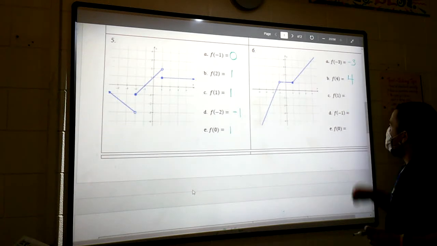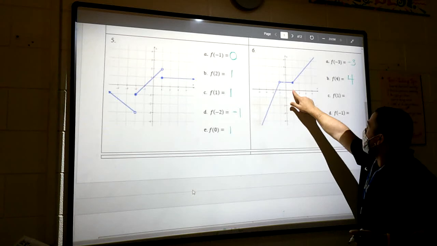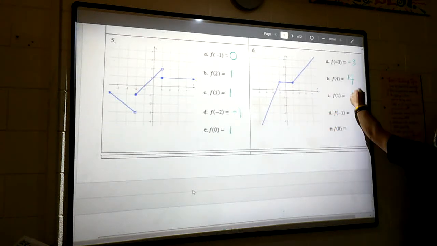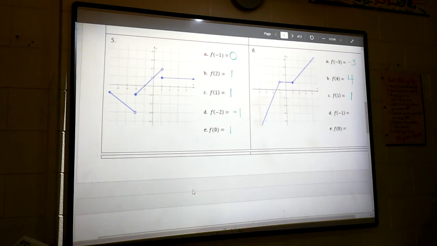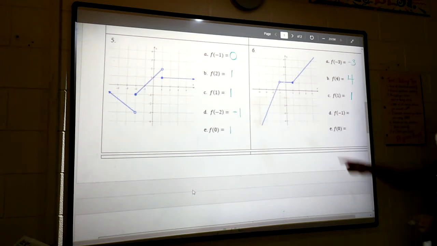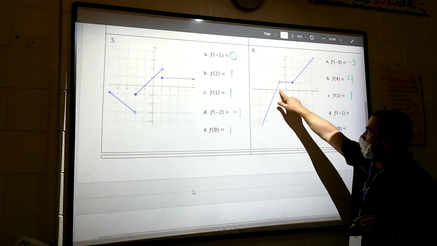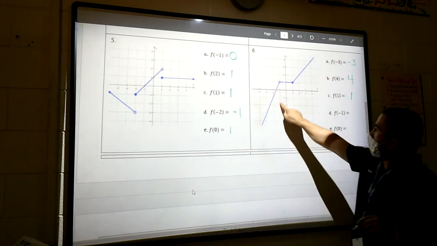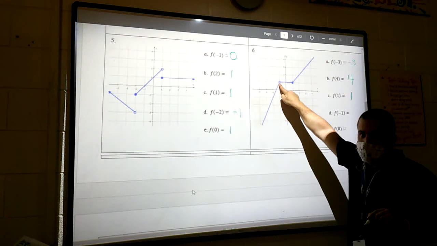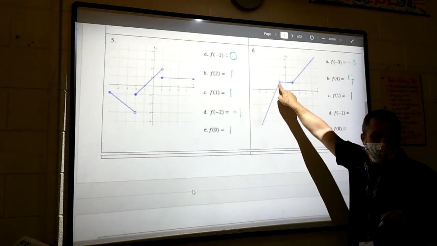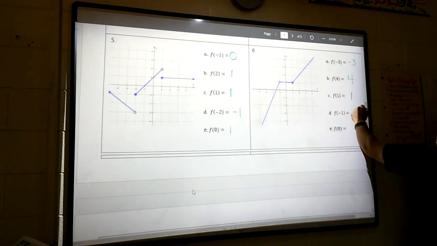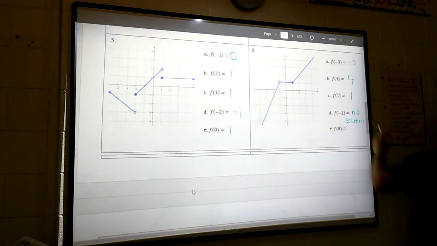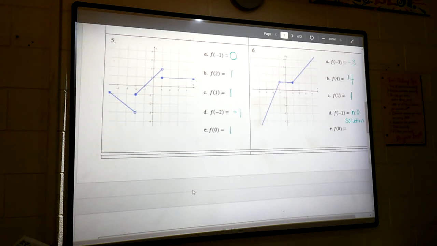Same thing happens here. F of 1, I go over to 1, and I notice a closed circle right there at 1. So my graph is at 1. Now we get into some other ones. F of -1. When I go over to -1, the only thing I see is an open circle. There's nothing down here. So that means there is no solution to -1. If you just have an open circle where there's nothing there, then that means it is no solution.